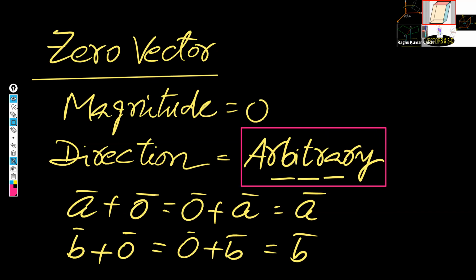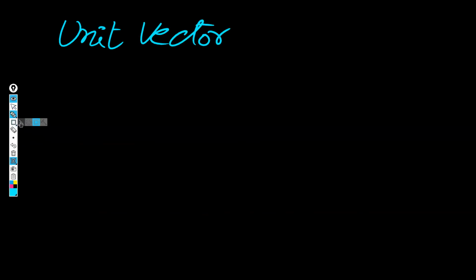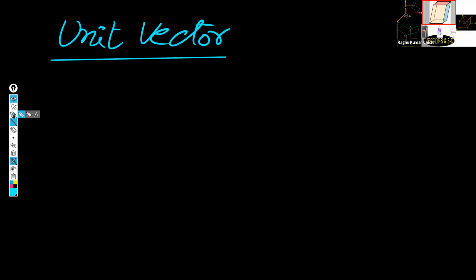Okay. And most importantly, the unit vector. So what is a unit vector? It is a vector whose magnitude is 1.